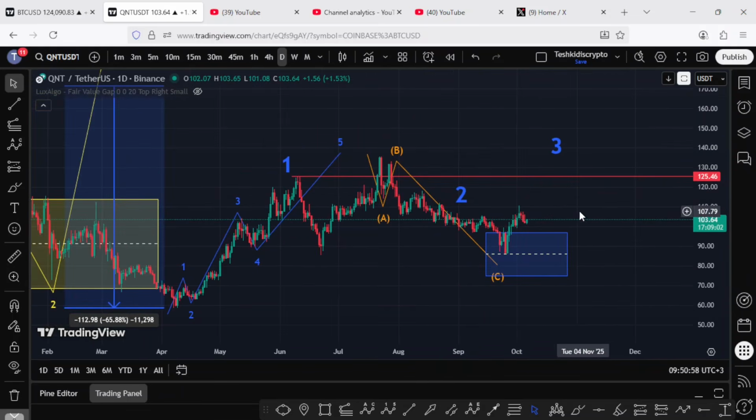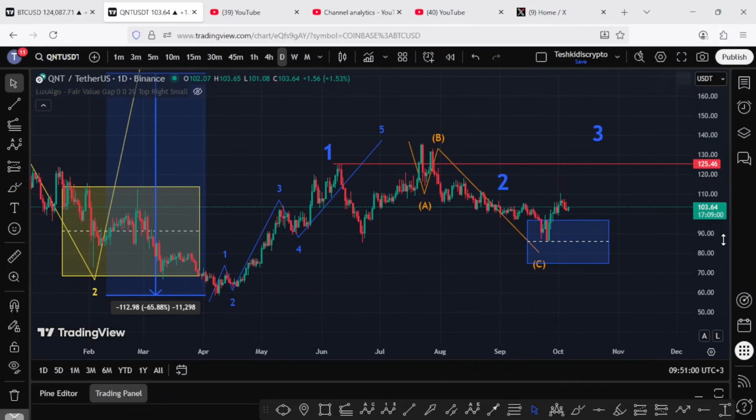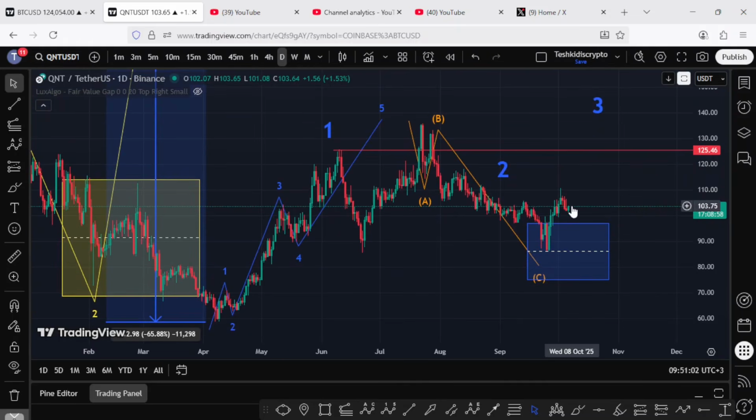So that is all that I expect on the QNT chart in the short term, and let us be patient and see how that plays out, and I will ensure you stay up to date.